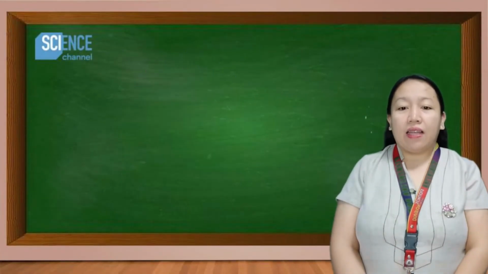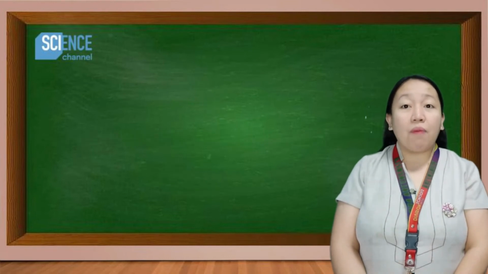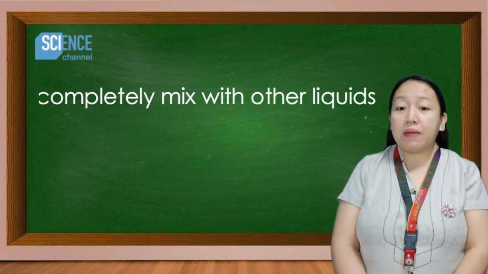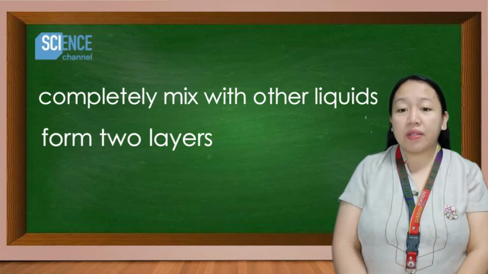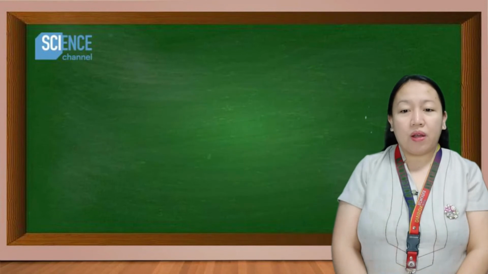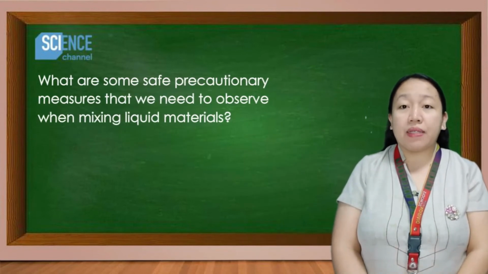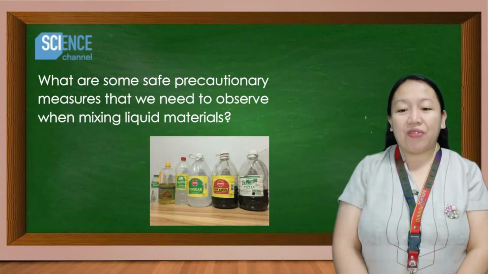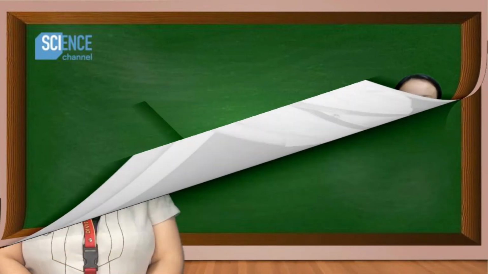Learning circuit. Liquid materials mix with other liquid materials, while some liquid materials completely mix with other liquids. Others form two layers like oil and water. What are some precautionary measures that we need to observe when mixing liquid material? Carefully read the ingredient list of any product or chemical used.